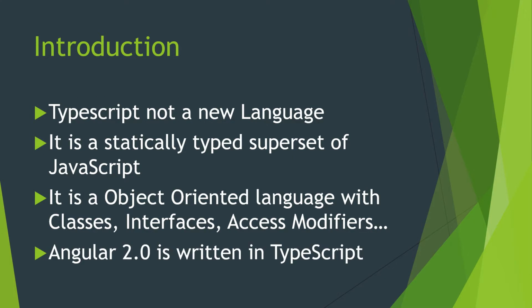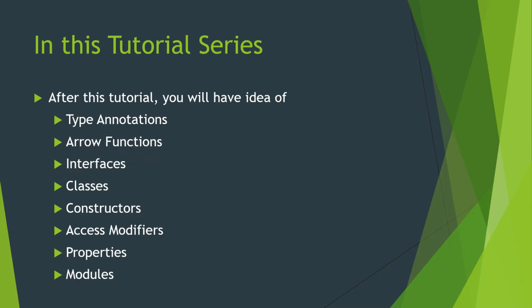By the end of this tutorial, you'll have an idea of what type annotations are, about arrow functions, interfaces, classes, access modifiers, properties, and modules.